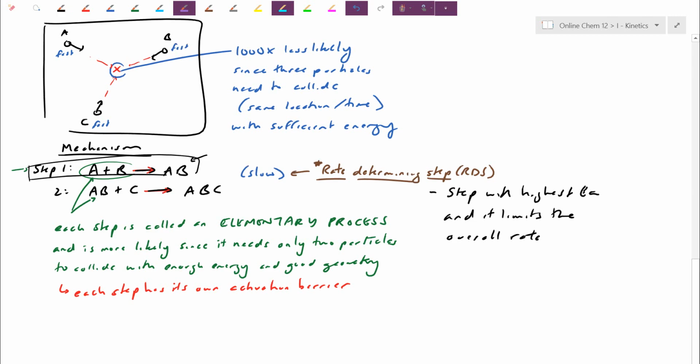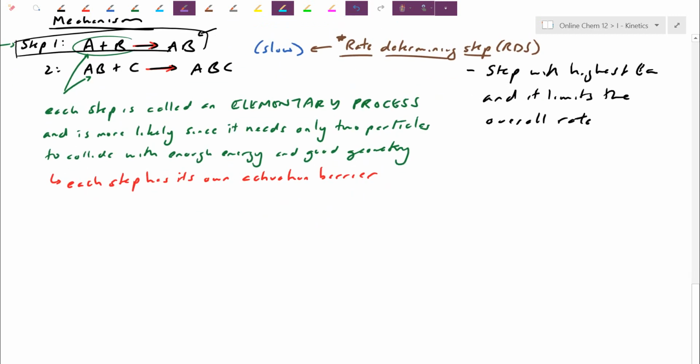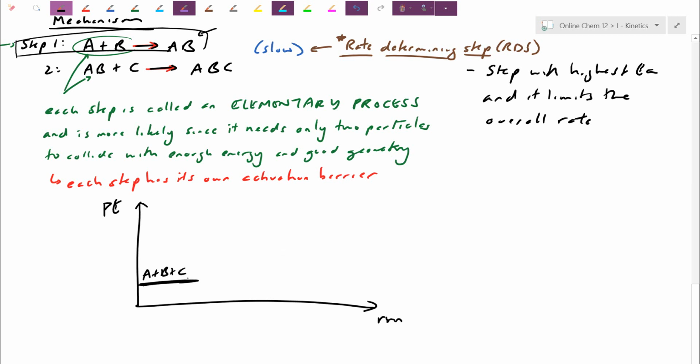So if I plotted a potential energy diagram for this one, because both of the steps are a reaction in themselves, both of them have an activation barrier, we're looking at something like this, where we have potential energy, and we're going to plot against reaction progress. Let's say A, B, and C. Yes, overall, you're going to end up forming ABC. I don't know if it's endo or exo. Let's just, for argument's sake, say it's endo.